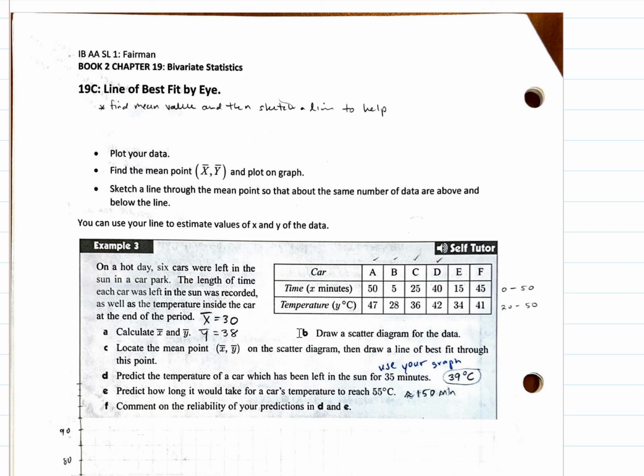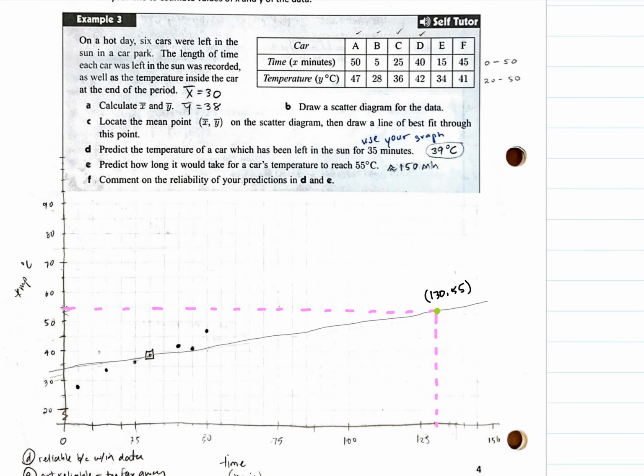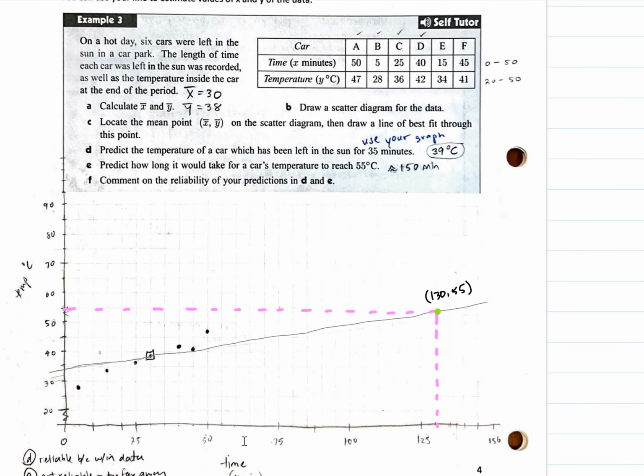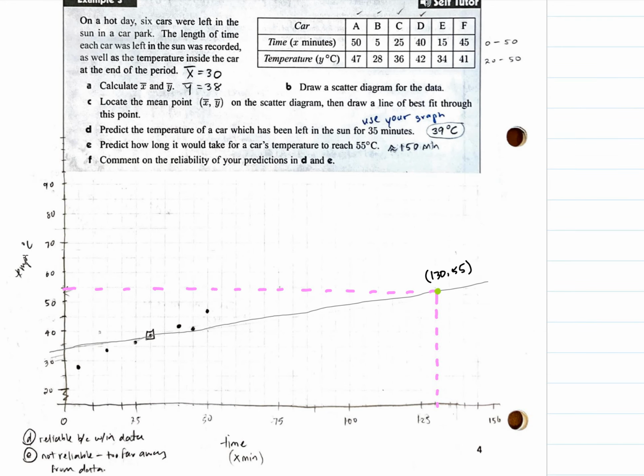Second thing we're going to do is draw a scatter diagram for the data. So below, I labeled the x-axis time in minutes, and I labeled the y-axis temperature. I figured out that the time ranged from about 0 to 50 minutes, so I counted from 0 to 50 originally. But then I also read ahead in the question and realized I'm going to need some more information, so I made my graph much larger. Secondly, for temperature, the temperature is about 20 to 50, and I counted along my y-axis.